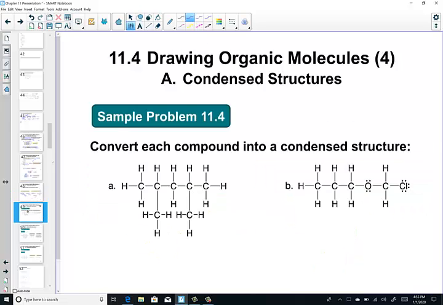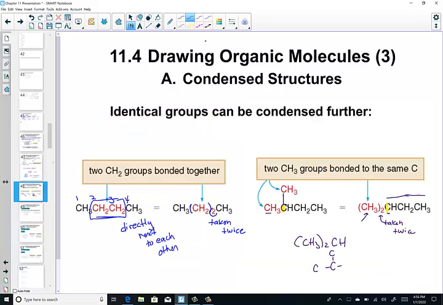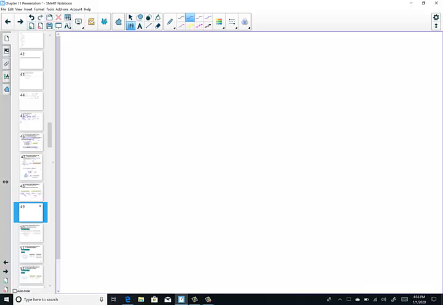Let's try one. It says, let's practice converting each compound into a condensed structure. I have a letter A, and I think you have to flip. Well, this one I will need to put on a new page. So let's convert, and we have a compound, and I'm drawing what's on your page 10 at the very bottom. I think I missed putting it in my PowerPoint.